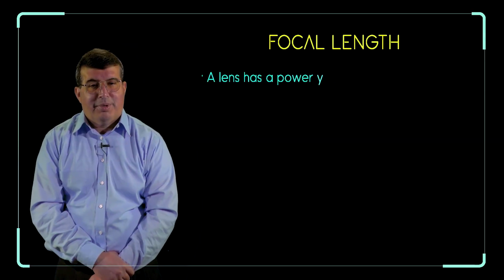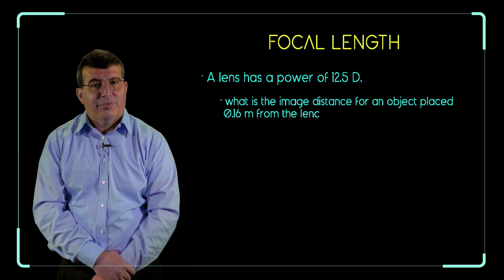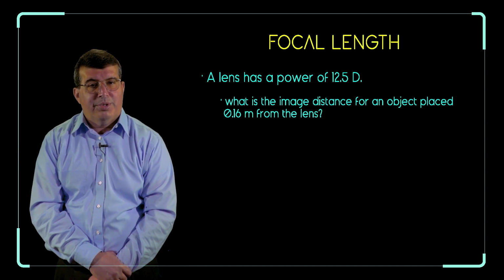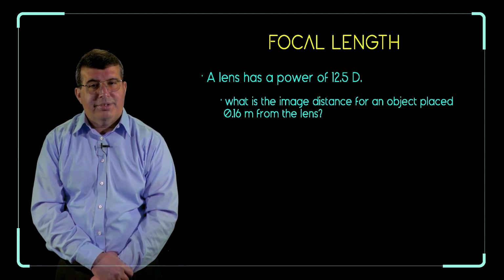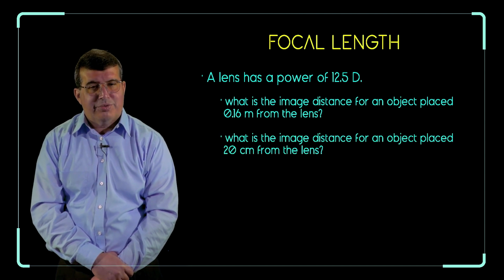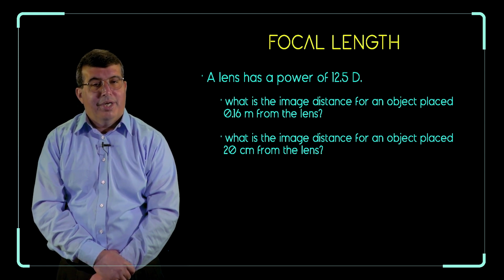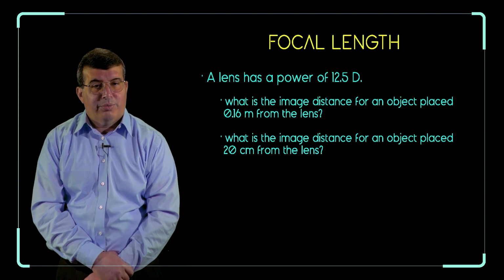A lens has a power of 12.5 diopters, and we have two questions. What is the image distance for an object placed 0.16 meters from the lens, and what is the image distance for an object placed 20 centimeters from the lens? Let's work out the first one first, so please pause and work on that, and when you're ready, hit play, and I will work through it with you.